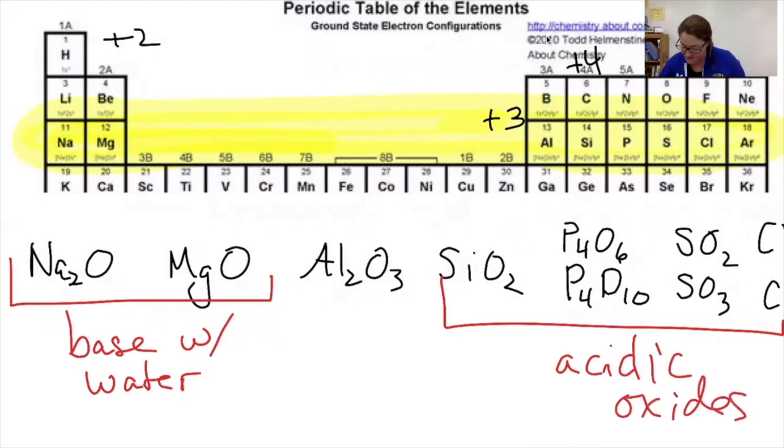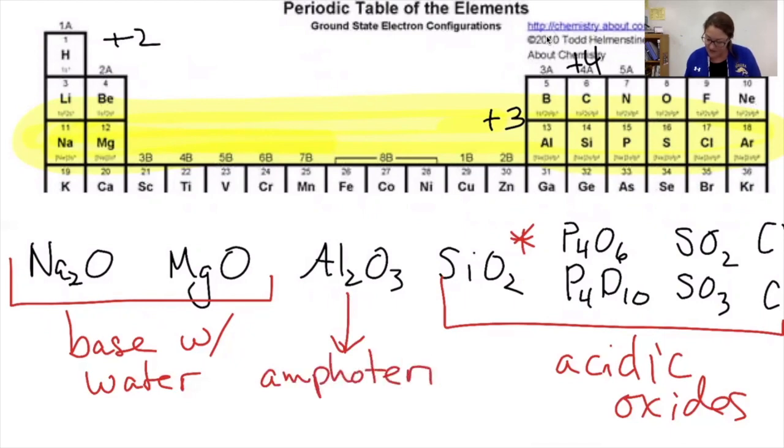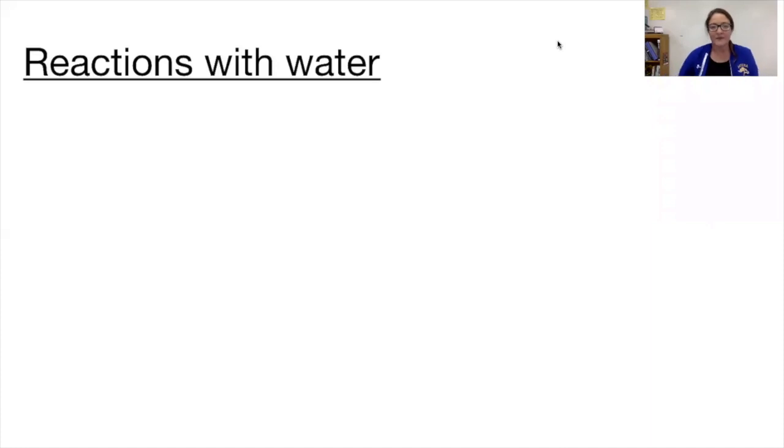SiO2, however, should get an asterisk because SiO2 is usually in the form of quartz, which doesn't do much of anything when you put it into water. So it might behave as an acid when it reacts with other things, but not so much going to do stuff in water. Aluminum oxide, however, is what we call amphoteric. Amphoteric means it can behave as an acid or a base, depending on context. We need to look at our reactions with water.